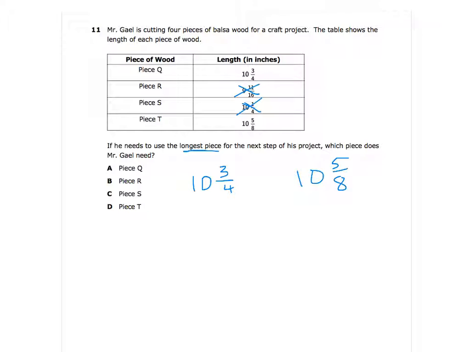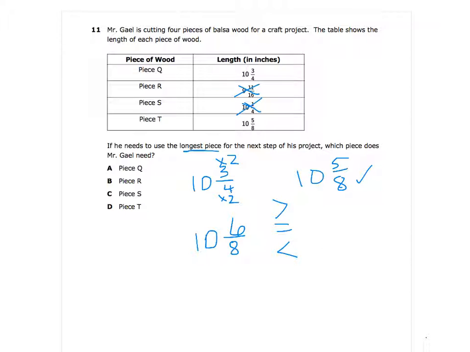So the next question I ask myself is, well, is 4 a factor of 8? It is. So I'm going to use 8 as my common denominator. So now I'm going to rewrite this as 10 and a number over 8 is greater than, equal to, or less than 10 and 5/8. So to get this 8, I did 4 times 2 is 8, so I have to do the same thing to the numerator. 3 times 2 is 6. So now I have 6/8 compared to 10 and 5/8.